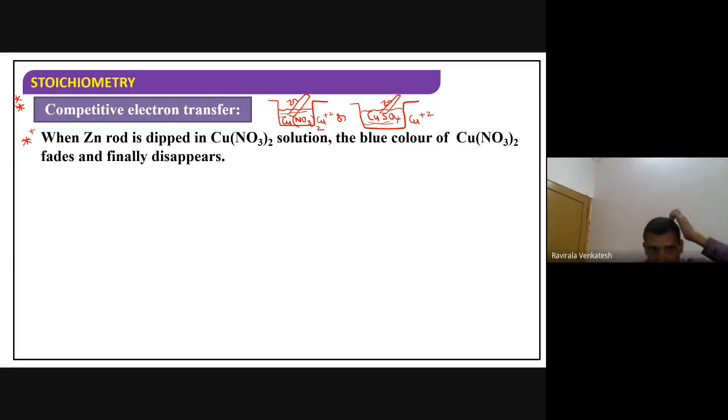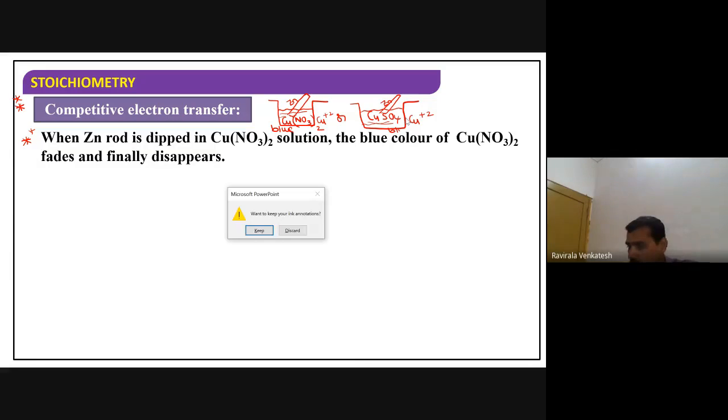Correct? So what is the experiment here? A zinc rod is dipped in copper plus 2 solution. Here copper plus 2 solution means it may be either copper nitrate or copper sulfate. In both cases, the copper oxidation state is copper plus 2. Now after some time, if you observe, what is the color of this copper nitrate or copper plus 2 solution? Which color, beta? It is blue color. Here also it is having blue color.